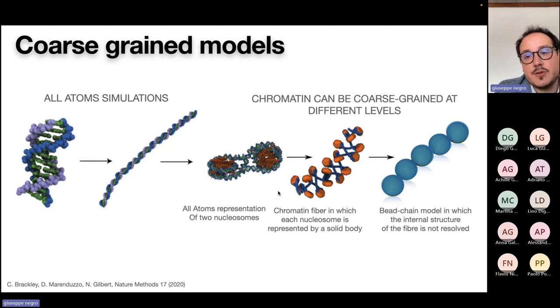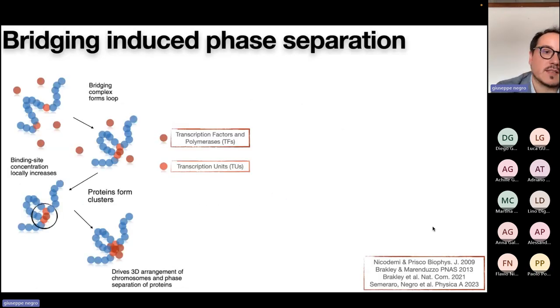It turns out that you just need to coarse grain, and the bead-chain model, in which all the internal structure of the fiber is not resolved, is actually enough to model the conformation of chromatin and some functions, as I will show you in the results. So this could seem quite a crude model, but it's actually quite successful. To make it successful, you have to add some ingredients.